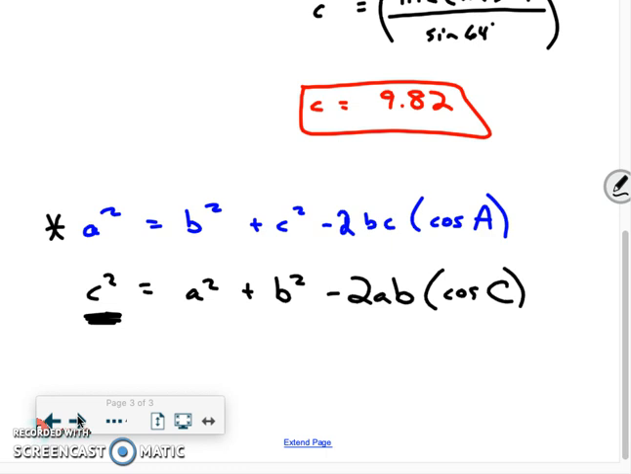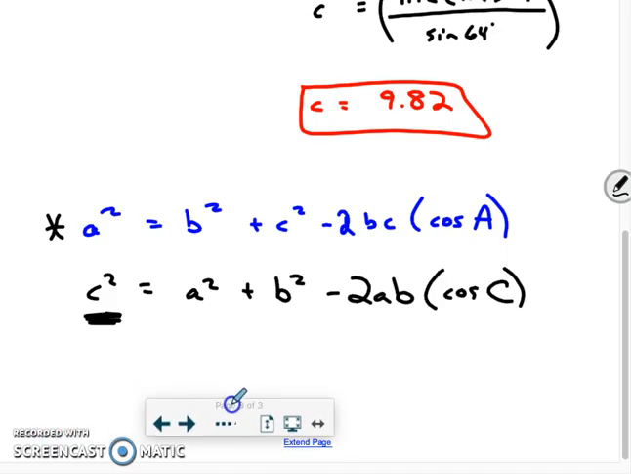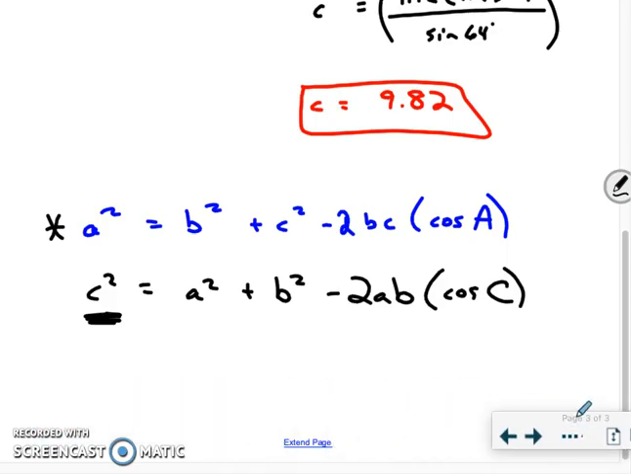Yes? How do you know which one to use in law of sines? So typically it's based on what you're given. Kind of a rule of thumb would be that if you can use law of sines, we're going to use law of sines. If you can't set it up to where you can get it to work, then we have to fall back to law of cosines.